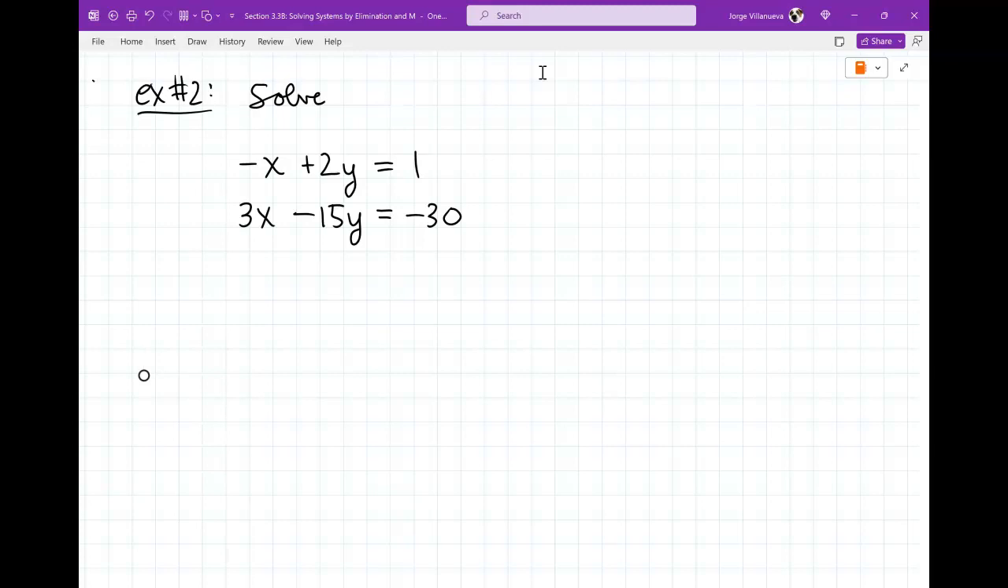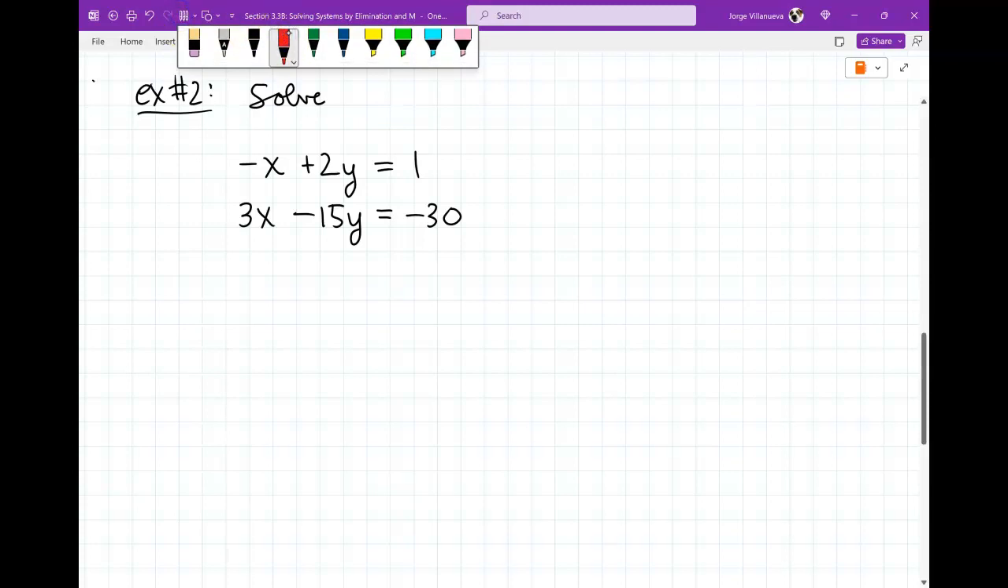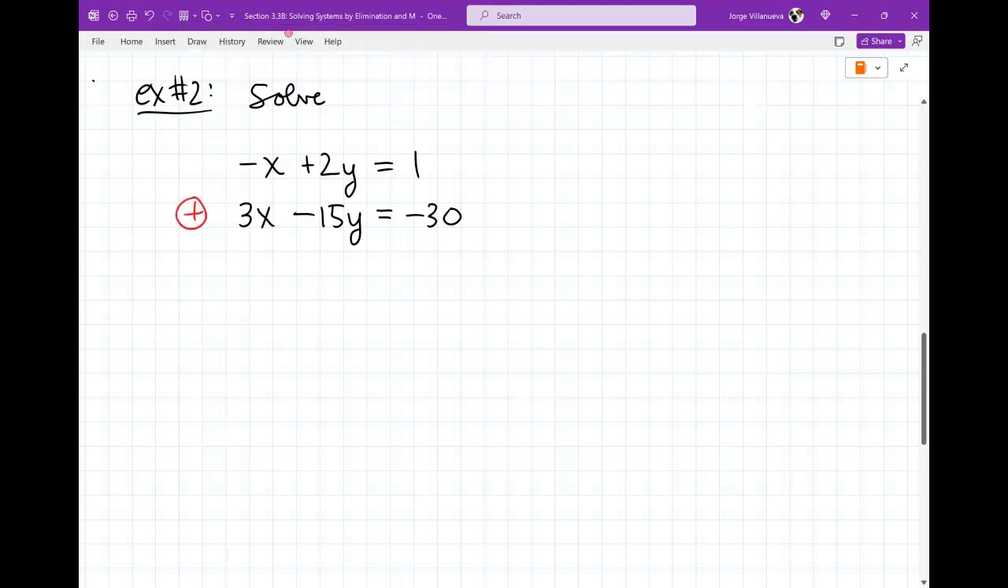So negative x plus 2y equals 1. 3x minus 15y equals negative 30. Remember, I'm just going to show it one more time, and then I won't do it next time. Don't write this down, what I'm about to do. If I were to add, okay, then negative x plus 3x is 2x, and 2y plus negative 15y is negative 13y. Nothing eliminates, so that's not a good thing.